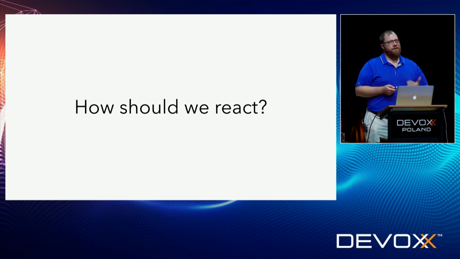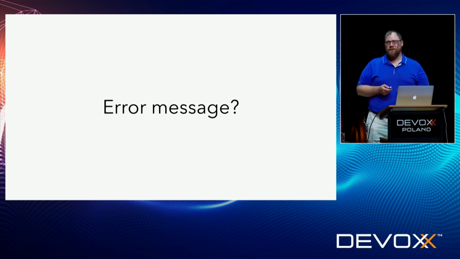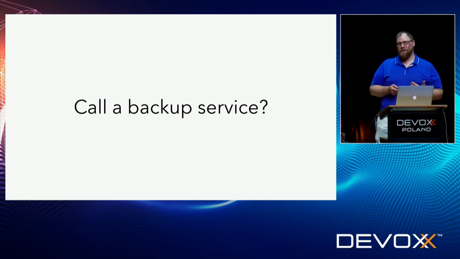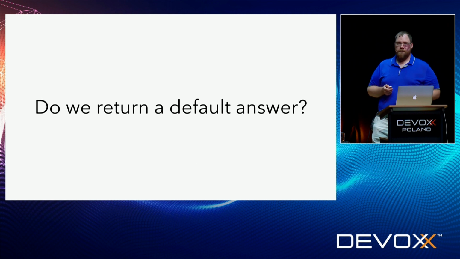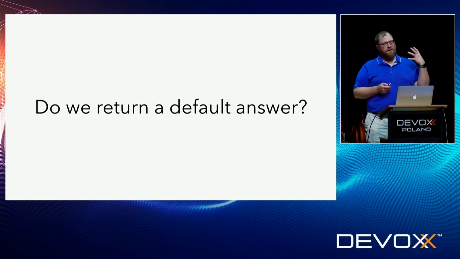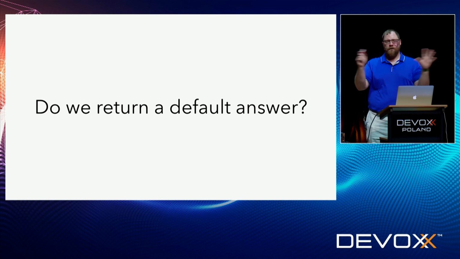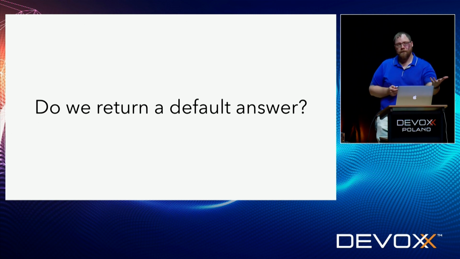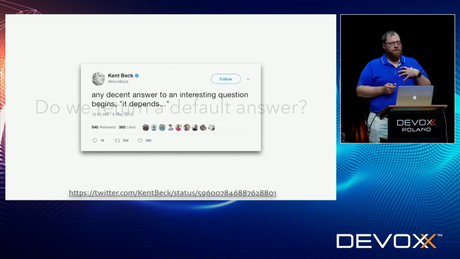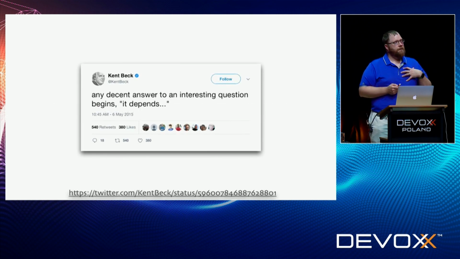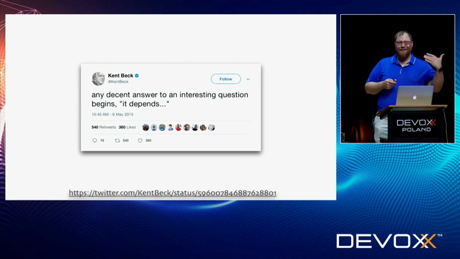What's the appropriate reaction? Is it an error message? Is it to call a backup service? Is it to return a cached result? Is it to return a default answer? Now, the longer I've done this, the more convinced I am that there's 3 answers that work in all situations. You can throw 42 out to see who's read Hitchhiker's Guide. You can say another layer of indirection. That's one of my favorite things as an architect. But the answer I give more often than not is it depends. Because we have to think through what is the right response in this situation.